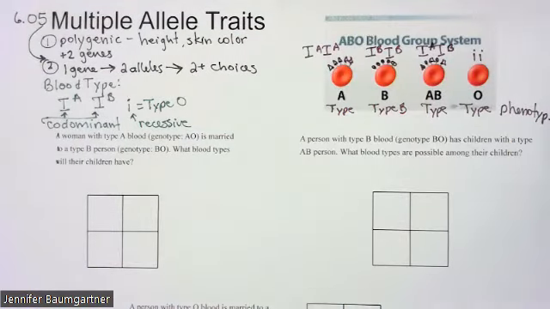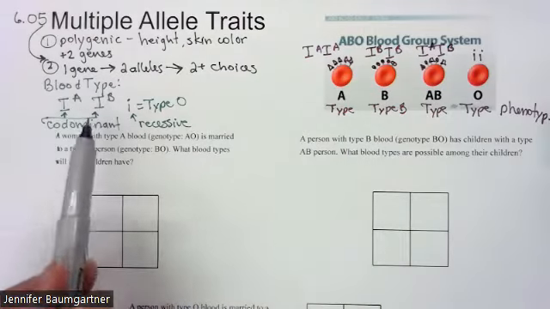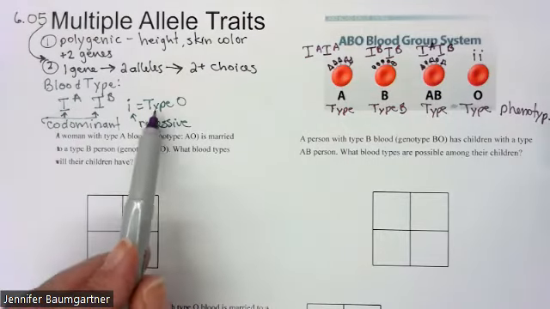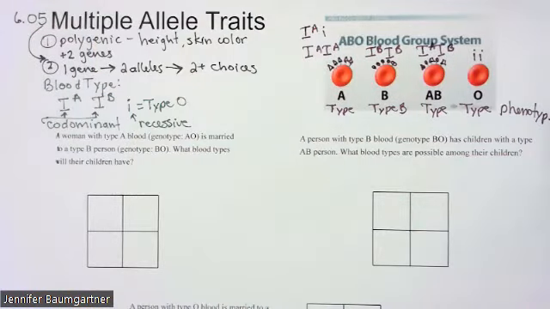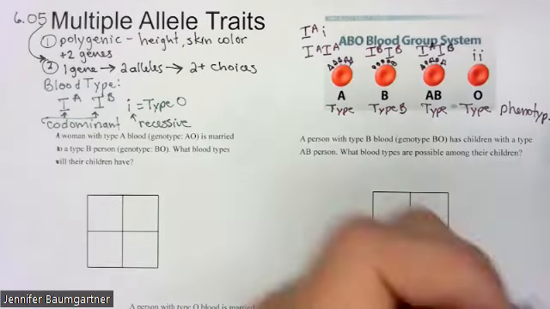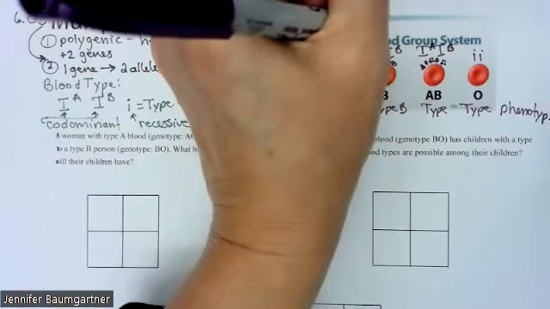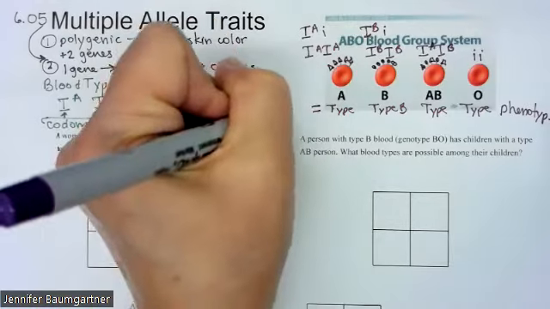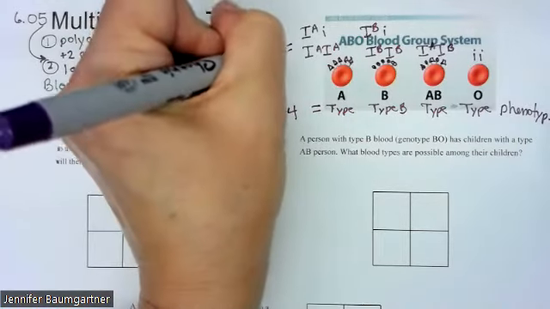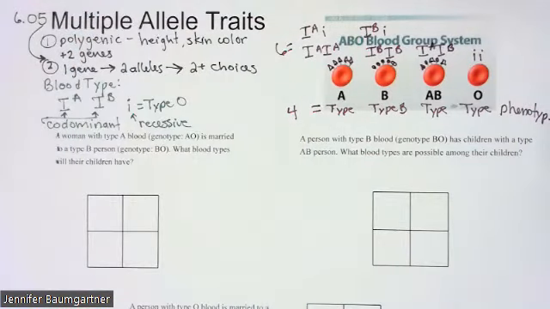But there's 2 more genotypes. If these are dominant to this, couldn't I also have heterozygous with an O allele that gets masked because it's recessive? Yeah, I could. Here I could have heterozygous for type B. So we have 4 phenotypes and we have 6 genotypes. And you should be really familiar with those because we're going to do a lot of blood type problems.